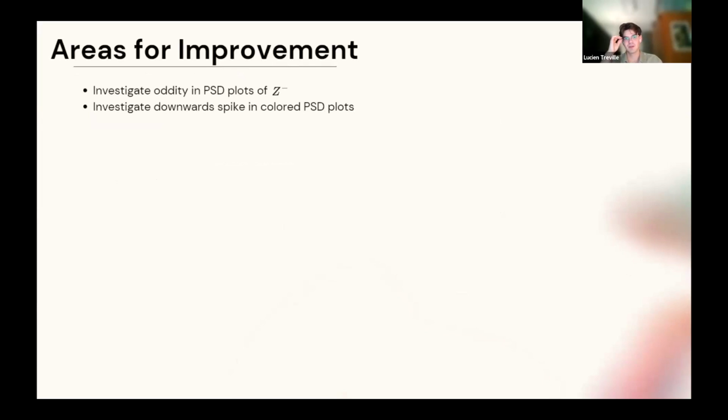As I've mentioned, for future improvement, we'd like to investigate the oddities in the PSD plots for Z minus, and identify why there are downward spikes in the colored PSD plots.